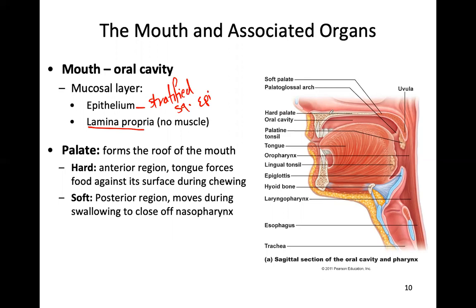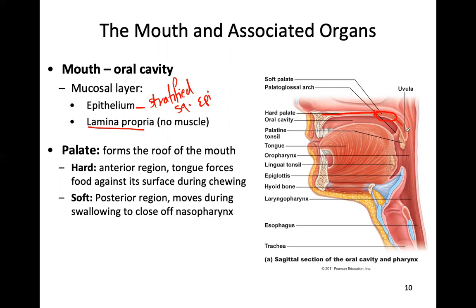If you look at the roof of the mouth, you have part of the mouth that is covered with either the palatine process or the palatine bone. So that part becomes your hard palate. And if you go farther back, after your palatine bones end right about here, then there is no bone underneath that, so that's what's referred to as the soft palate.